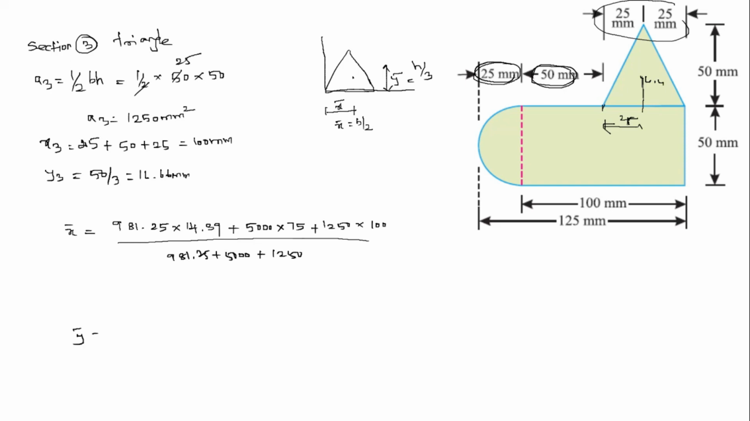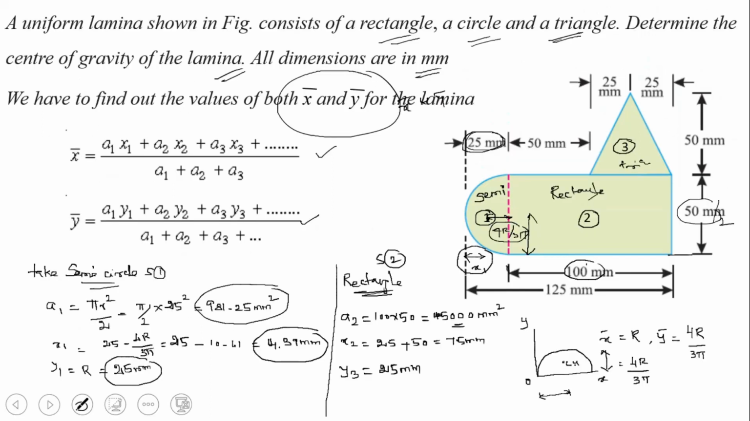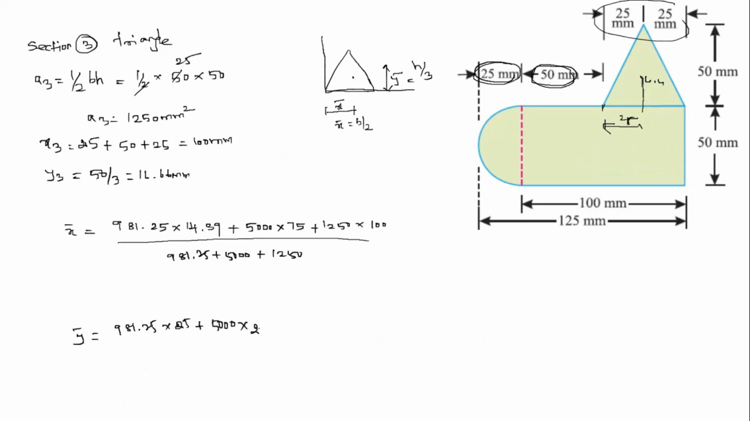Similarly, y bar is equal to A1, 981.25, into y1, which is 25, plus A2, which is 5000, into y2, which is 25, plus A3, which is 1250, into y3, which is 16.66, divided by 981.25 plus 5000 plus 1250. So calculate this.